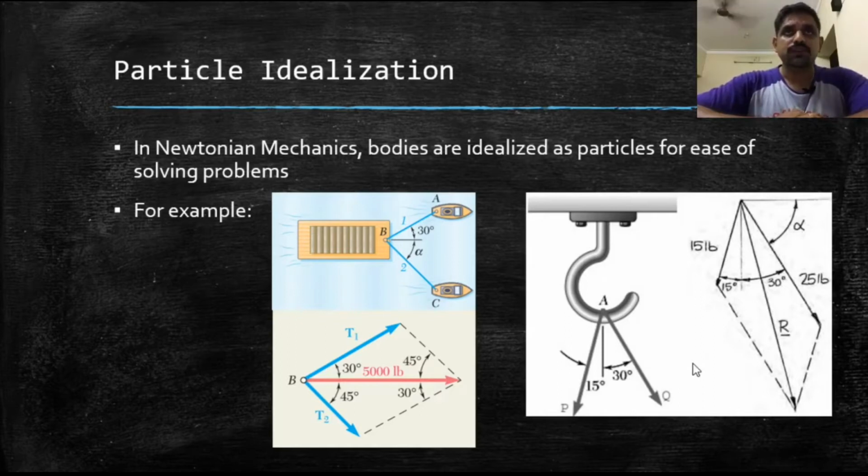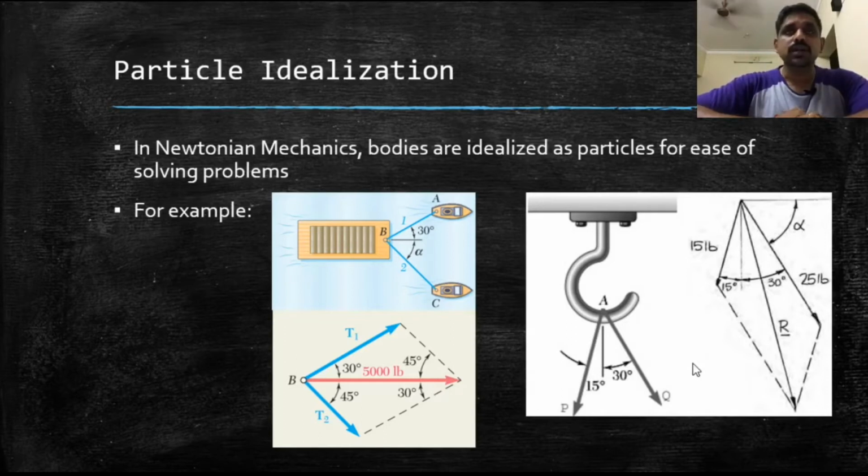If you observe carefully, these two tension forces are applied at the same point, and the resultant force, that is the 5000 newtons, is also in the straight line. So, this implies that if you want to idealize any rigid body as a particle, all the forces should be acting at the same point, or rather it should be concurrent forces.